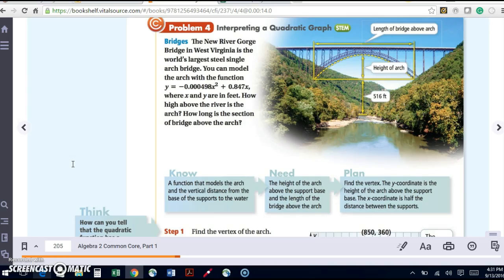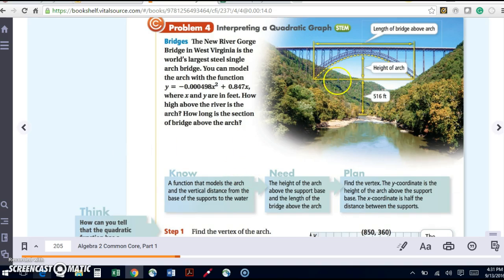Okay, let's take a look at problem 4. It says interpreting a quadratic graph. Bridges. The New River Gorge Bridge in West Virginia is the world's largest steel single arc bridge. You can model the arc with the function y equals negative 0.000498x squared plus 0.847x, where x and y are in feet. How high above the river is the arc?